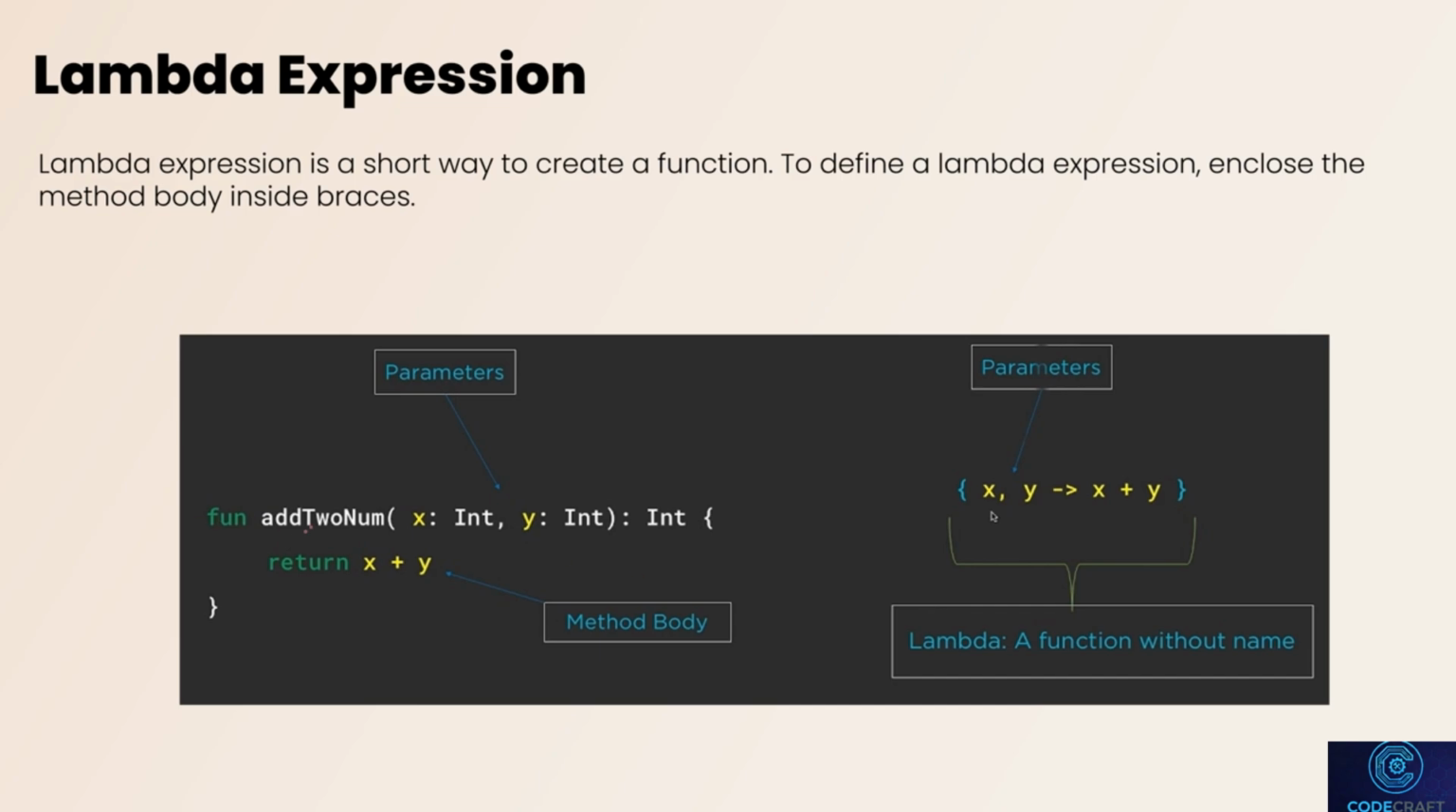This is an ordinary function, and we learned how to create functions in the previous videos. Add two numbers. It takes in the parameters x and y of type Int, and its return type is an Int. And here is the method body, returning x plus y, making the addition of x and y. As a lambda, which is a function without a name, we can simply write this: x comma y, the arrow operator, x plus y. This is similar and equivalent to the function that we created before.